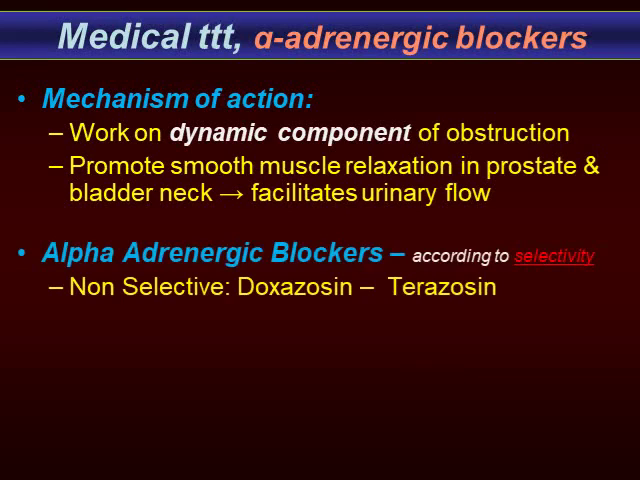There are several adrenergic receptors which could be present in the prostate, the bladder neck, and the blood vessels as well. According to selectivity for these receptors, whether on the blood vessel or the prostate, alpha adrenergic blockers are classified into non-selective, which act on both receptors present in the prostate and in the blood vessels, such as doxazosin, terazosin. The problem with these drugs is that, because they act on the alpha adrenergic receptors present in the blood vessels, they could cause vasodilatation and hypotension.